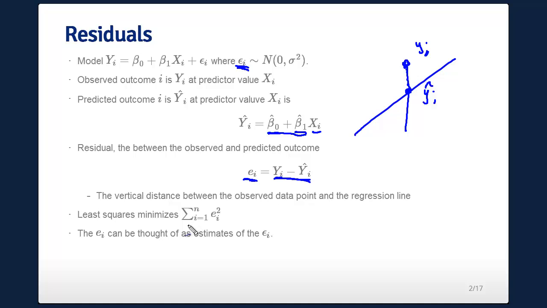So you can think of least squares as minimizing the sum of the squared residuals. These guys are called residuals. The least squares minimizes the sum of the squared residuals, where the minimization has some constraints on the linear form. You can sort of think of the eis as estimates of the errors at that particular data point.